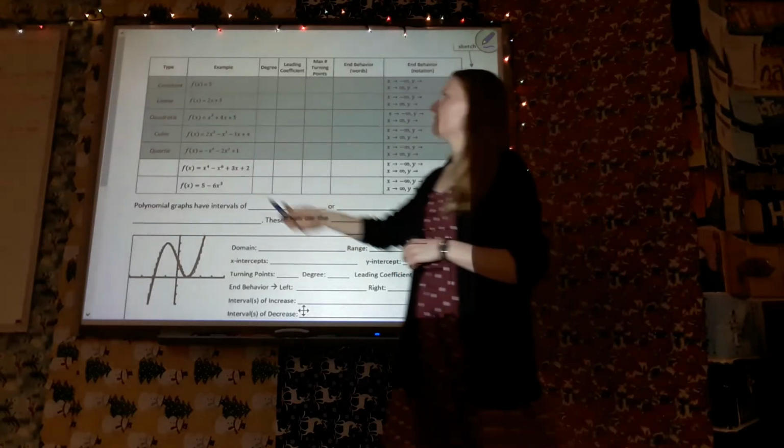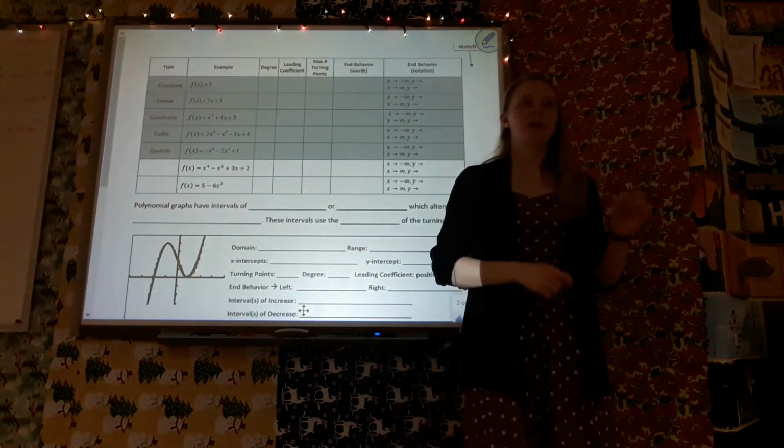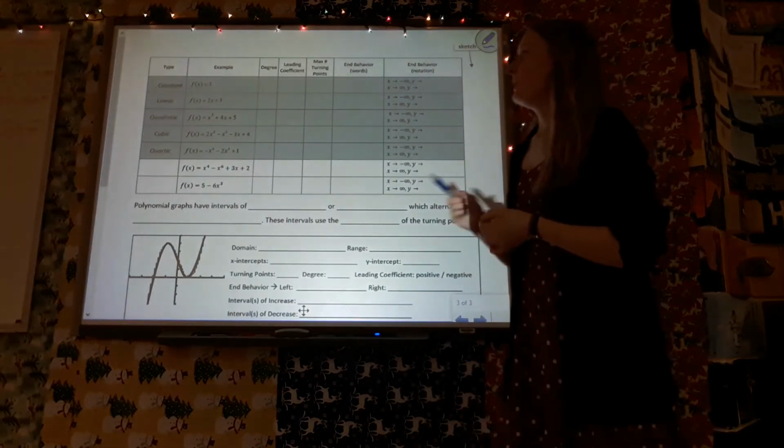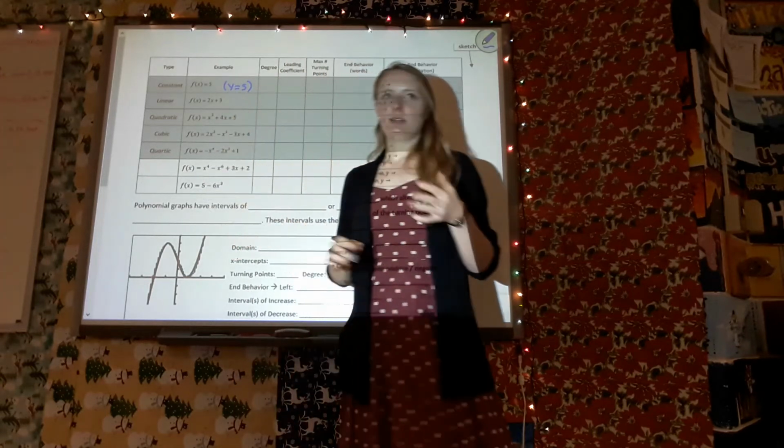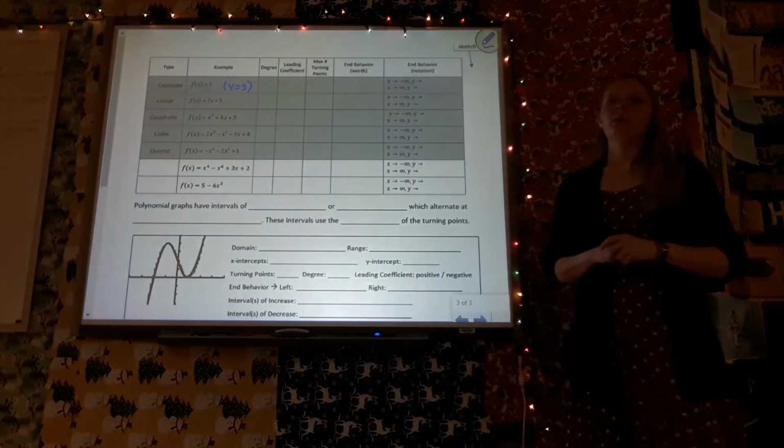Alright, so our first function here is f of x equals 5. That's the same thing as saying y equals 5. Remember that f of x and y are the same thing. What would this line look like if you graphed it?